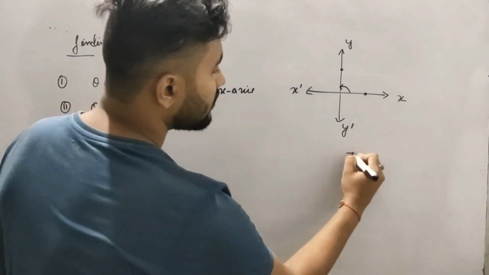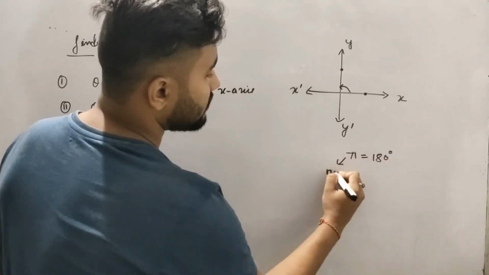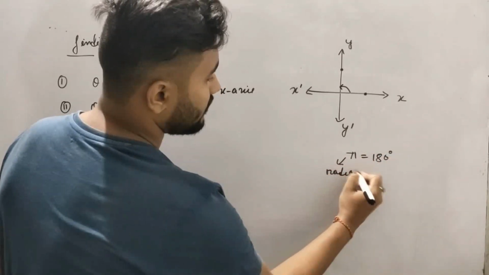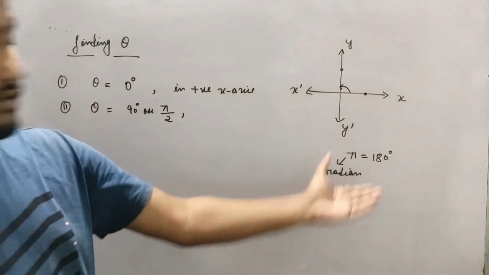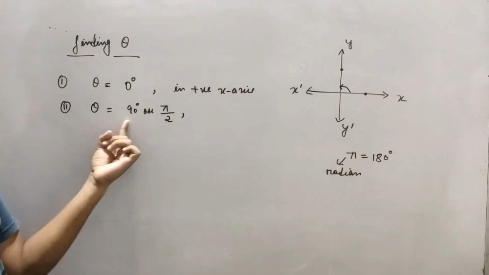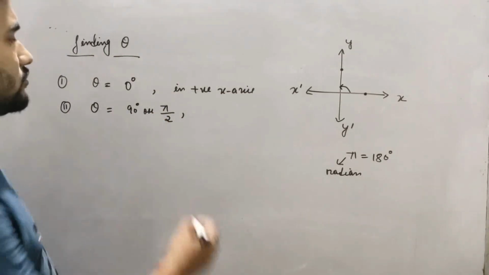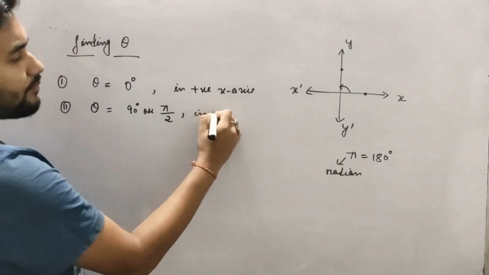Pi is equal to 180 degree. This is radian measure. This is degree measure. So pi radian is how much? 180 degree. So 90 degree we can say, or pi by 2. 180 degree by 2 is how much? 90 degree. Clear? So what will be the value of theta where? 90 degree, in the positive y-axis.